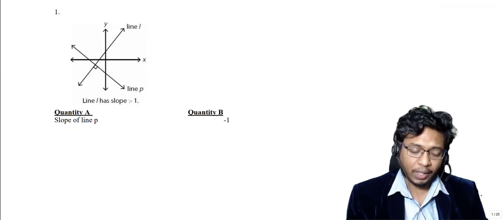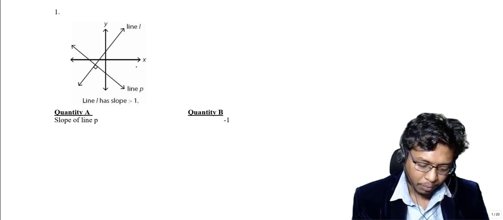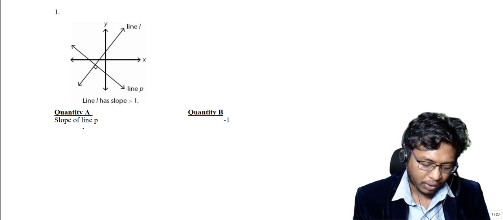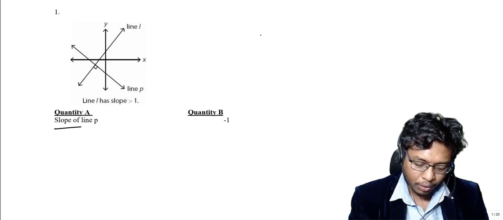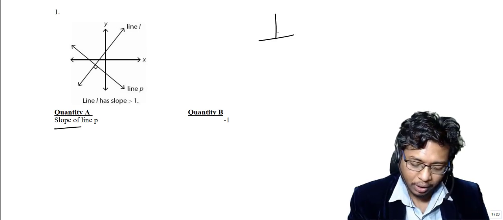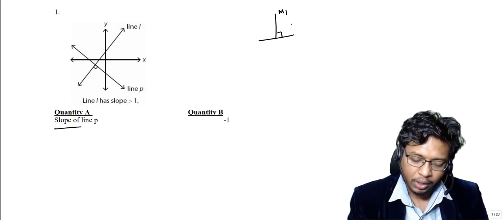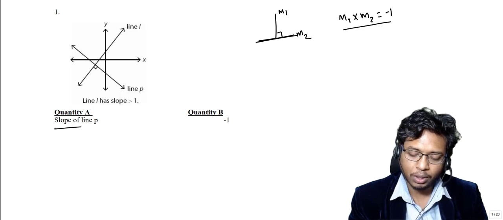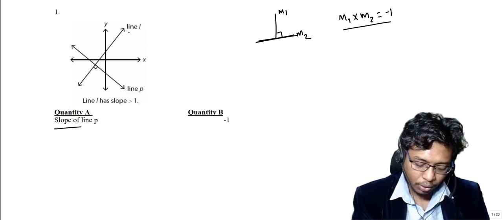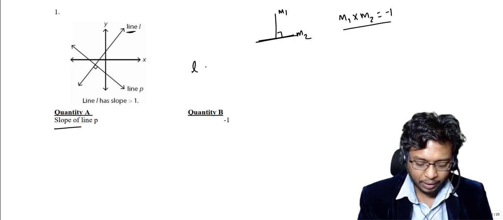So this is our second mock. We start with our first question. The question says line L has a slope greater than 1, and you are asked to find the slope of line P. It's a comparison question. Whenever we have two perpendicular lines, the product of the slopes will be equal to -1. If one line's slope is m1 and the other line's slope is m2, then m1 times m2 will be equal to -1. Now you know the slope of line L, so let it be L, and the slope of line P, let it be P.